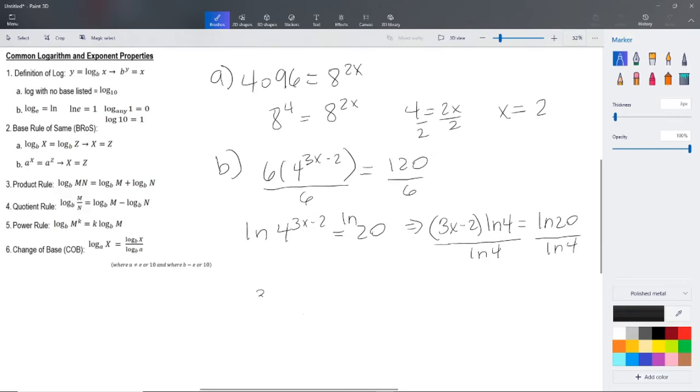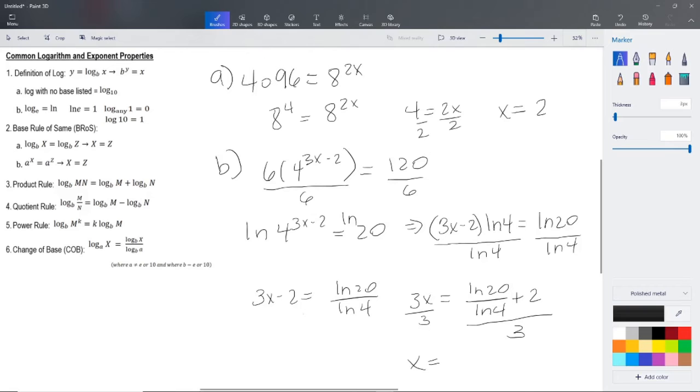And so now what we have is 3x minus 2 on the left equal to the natural log of 20 divided by the natural log of 4. We're going to bring this 2 to this side here, so now we have 3x equal to the natural log of 20 divided by the natural log of 4, plus 2. And then finally we can divide both sides by 3 here, so that x is equal to the natural log of 20 divided by the natural log of 4 plus 2, and then all divided by 3. And thankfully our calculator is going to do most of the brunt work for us on this one.